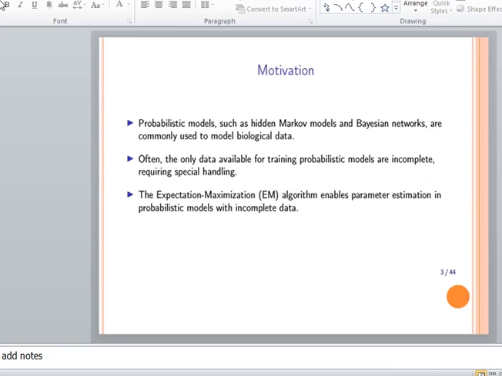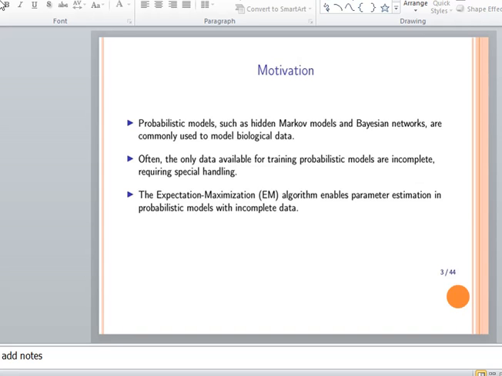Probabilistic models such as hidden Markov models and Bayesian networks are models we have studied. We have briefly studied HMM, but we have studied Bayesian networks in detail, and we saw that these probabilistic models are the most commonly used models, especially for biological data. Often, the only data available for training probabilistic models are incomplete, requiring special handling.